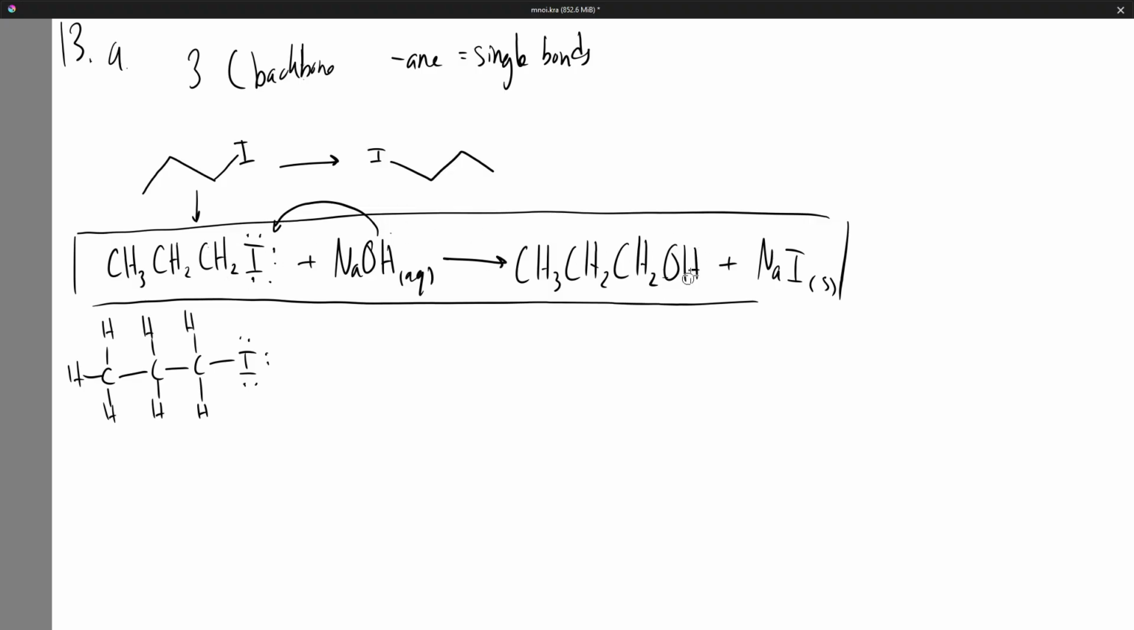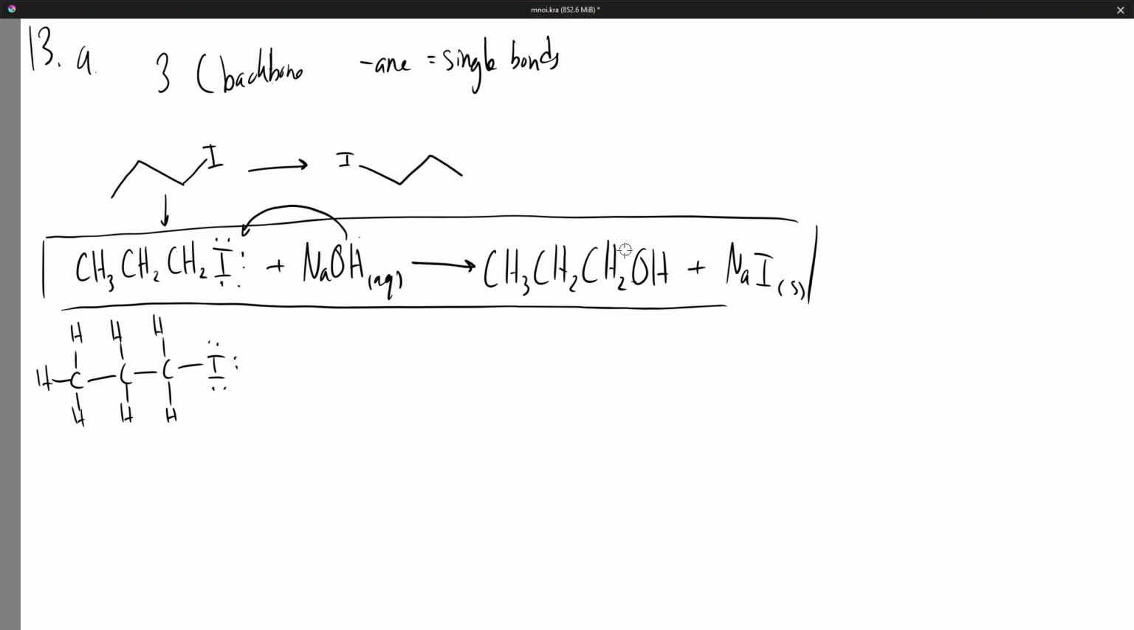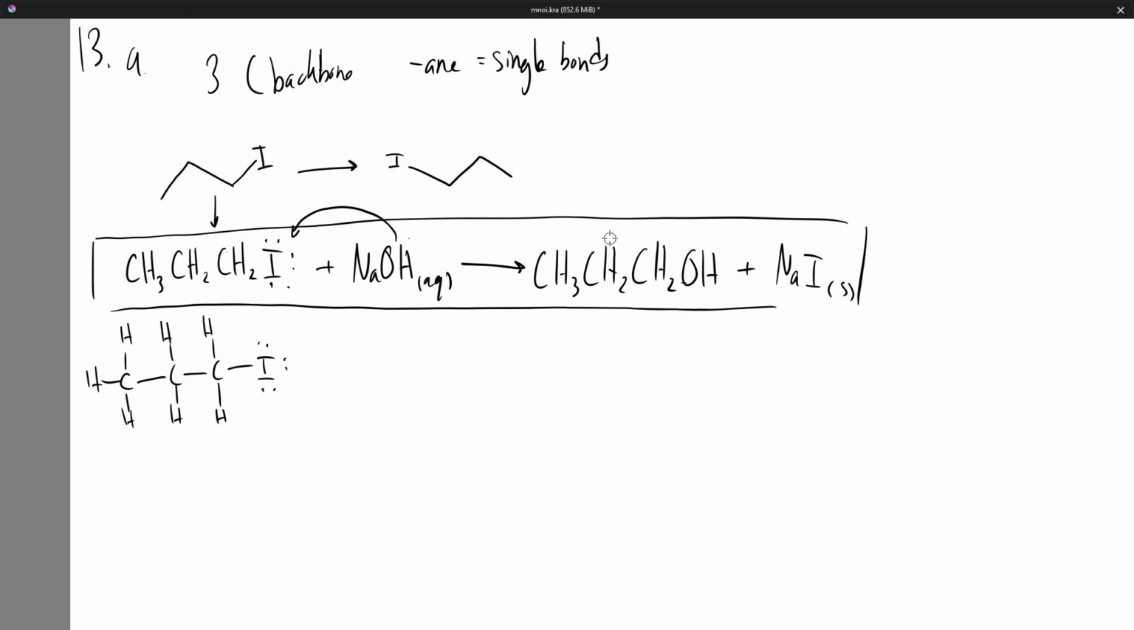And you see here the OH makes an -ol suffix, which supports the fact that we have propanol. See, prop is a 3-carbon backbone, and the anol is the alcohol group right here. So that just supports the idea that we got it right, basically.